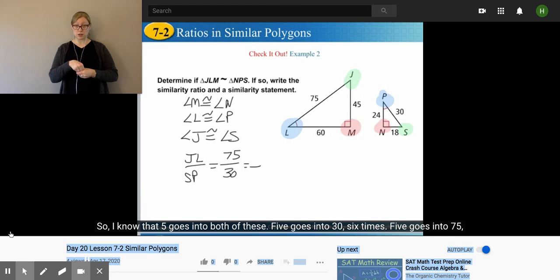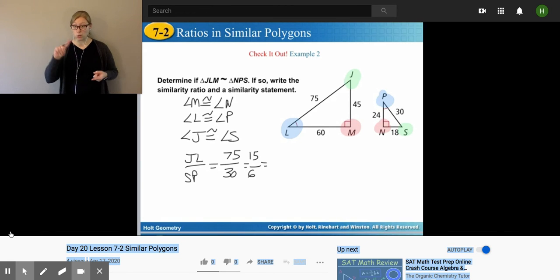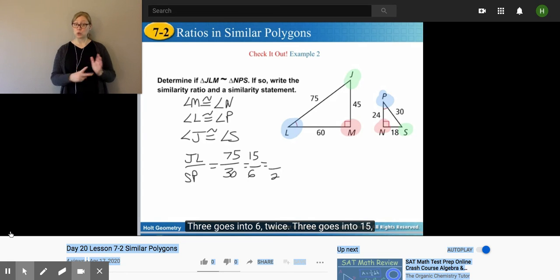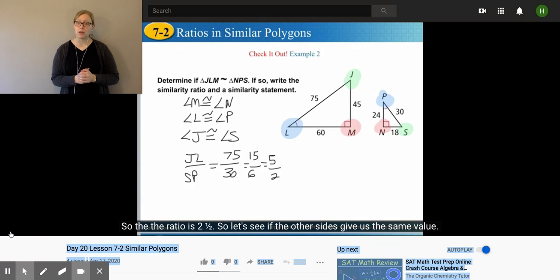5 goes into 30 6 times. 5 goes into 75 15 times. It could go further than that, though. That's not all the way down, so I missed a factor. 3 goes into 6 twice. 3 goes into 15 5 times. So this is 5 over 2. So the ratio is 2.5.